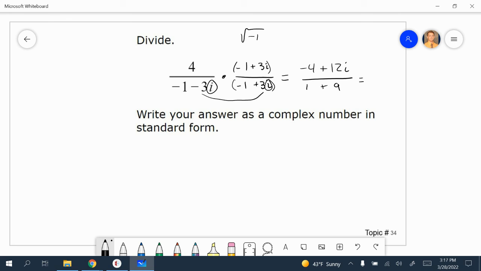And so then we'll be left with negative 4 plus 12i over 10. And it seems like you can't really simplify too much, but I do see those numbers are all divisible by 2, so we could simplify this to negative 2 plus 6i over 5. If you cut all those numbers in half, that would be simplified form for number 34.